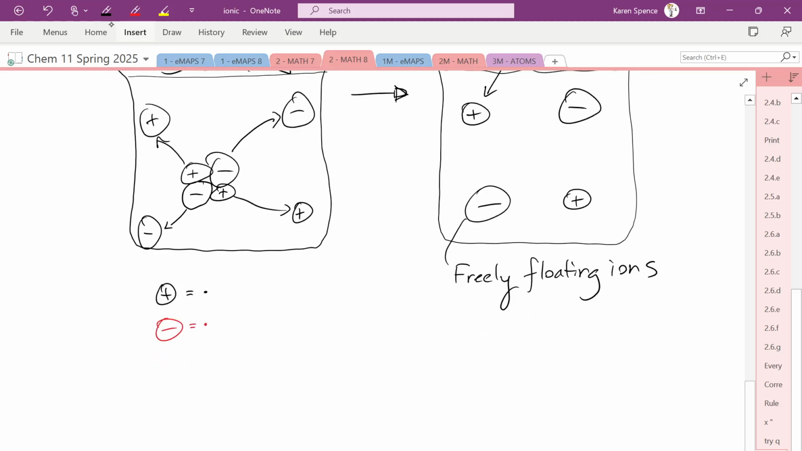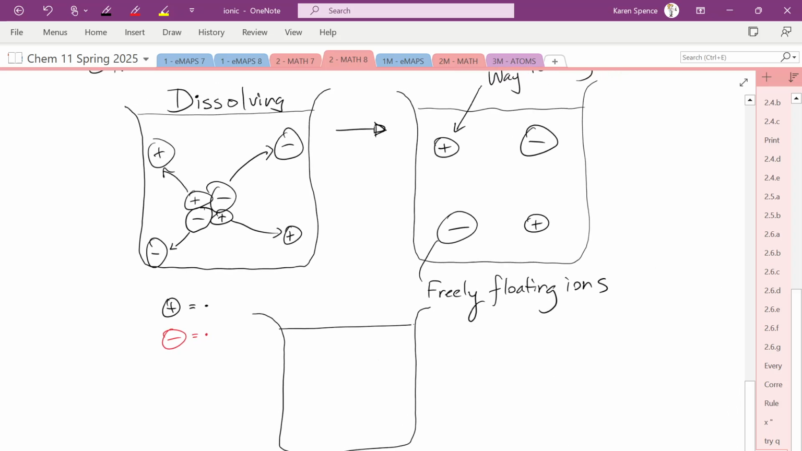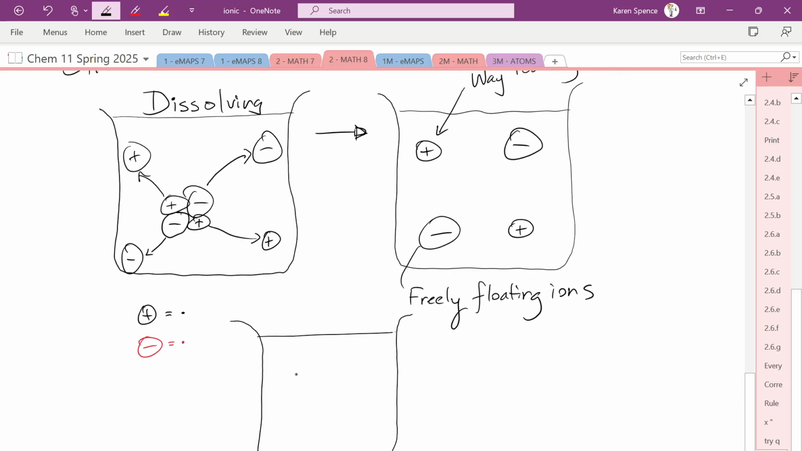And what do we have in our beaker now? Instead of having these great big positives and negatives, we're going to show them as just little tiny black dots and little tiny red dots. But what else is in there? Is that it? Is that what it looked like?